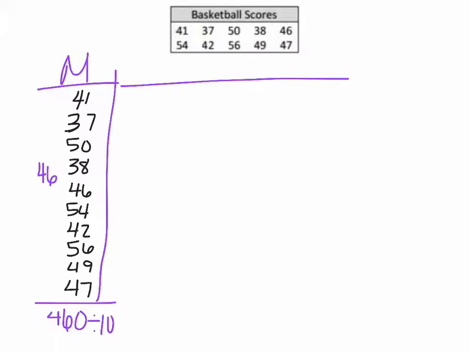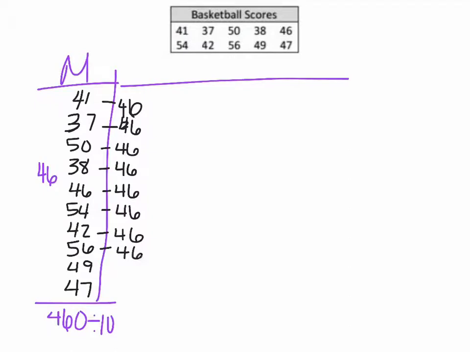Now I'm going to go in and I'm actually going to subtract the average from each individual set. So I'm going to have to do 41 minus 46. 37 minus 46, 50 minus 46, 38. Okay, you can see the pattern. I'm just going to go in and subtract 46 from each individual one. And I like to go through and write it first and then worry about doing the math. If you want to do it as you go, that's fine too.